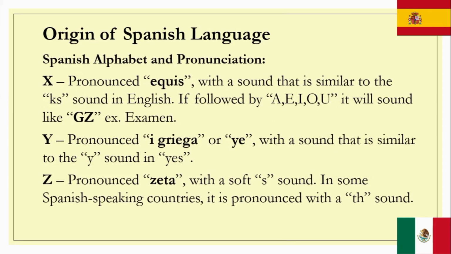X pronounced as equis with a sound that is similar to the KS sound in English. If followed by A, E, I, O, U, it will sound like GZ. For example, examine. We don't say it eksamine, but examine, like there's a GZ there. And Y pronounced as yega or ye with a sound that is similar to the Y sound in yes. And just additional info, and in Spanish is just letter Y, but we usually say it as e.